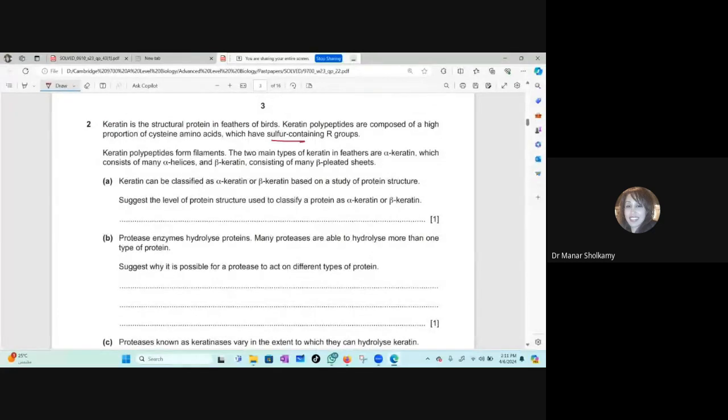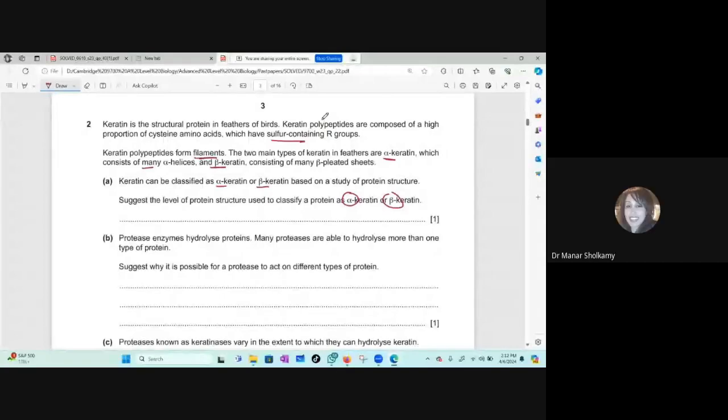Keratin is the structural protein in feathers of birds. Keratin polypeptides are composed of a high proportion of cysteine amino acids, which have sulfur-containing R groups. Keratin polypeptides form filaments, and the 2 main types of keratin in feathers are alpha keratin, which consists of many alpha helices, and beta keratin, consisting of many beta pleats. Keratin can be classified as alpha keratin or beta keratin based on a study of protein structure. Suggest the level of protein structure used to classify a protein as alpha or beta.